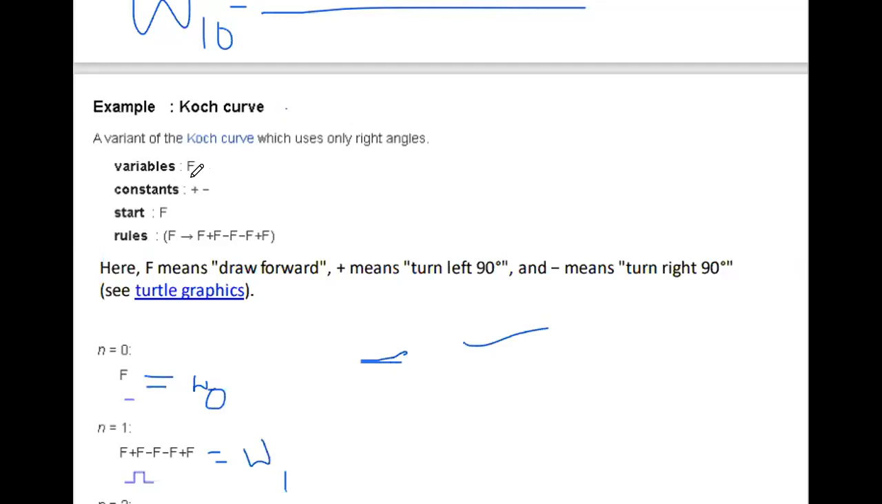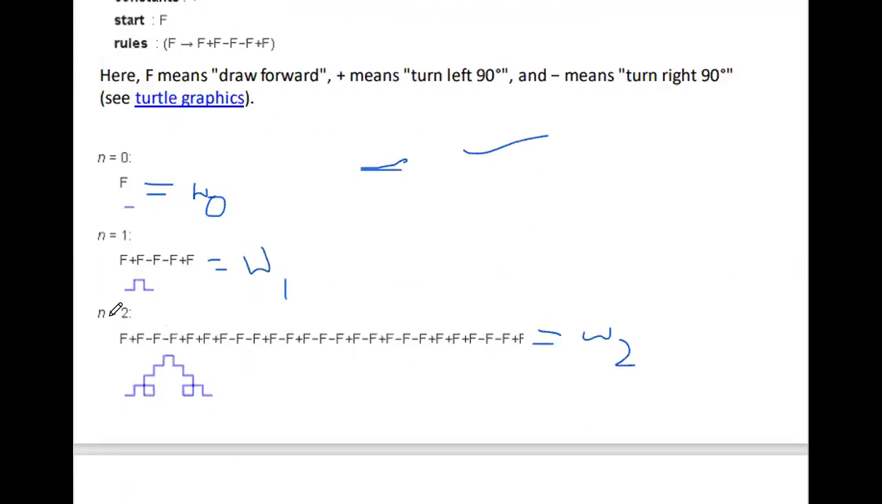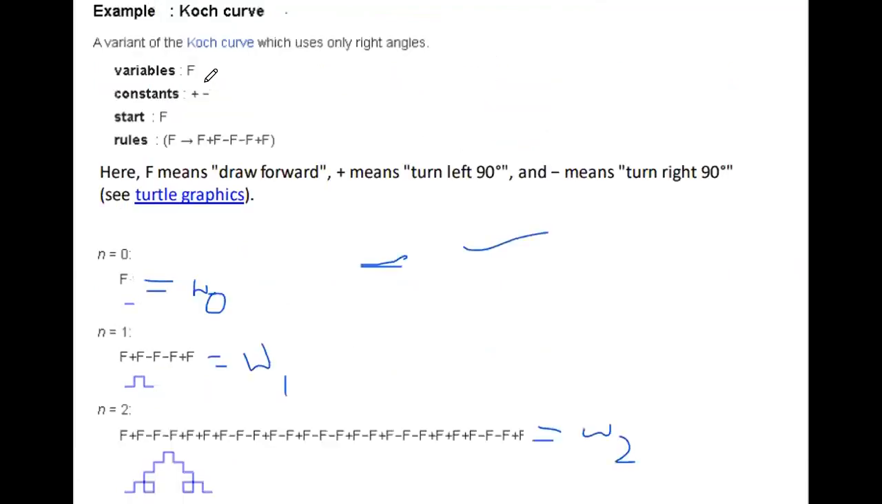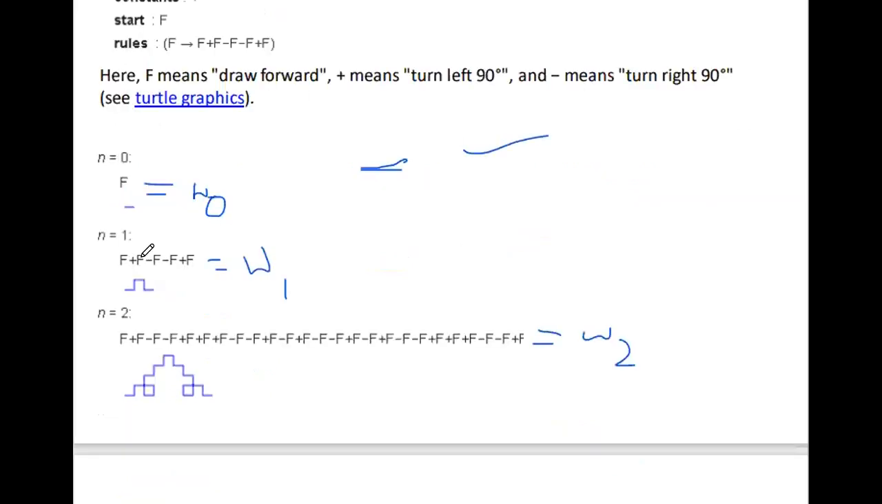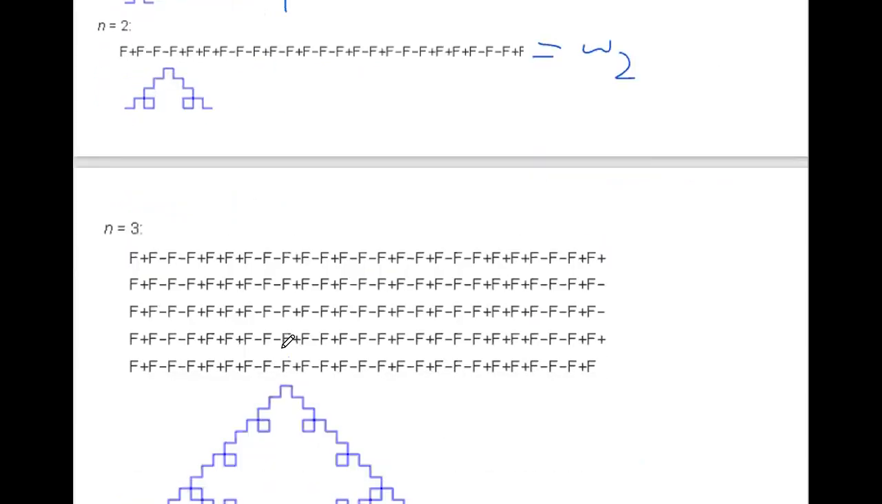And if you encounter plus, turn left by 90 degrees. When you read this word, plus means turn left by 90 degrees. And minus, if you define minus as turn right by 90 degrees, you can visualize these words nicely.